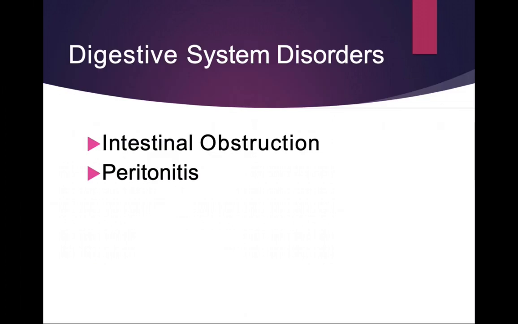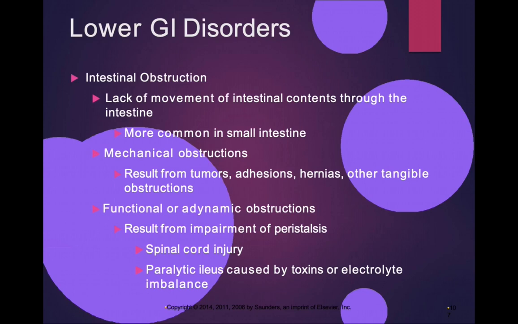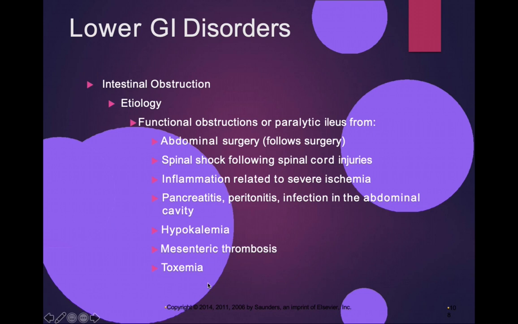Intestinal obstruction and peritonitis. Let's see, what do I want you to know about this? So, intestinal obstruction is the lack of movement of the intestinal content through the intestine, more common in the small intestine. There could be mechanical obstructions like tumors, adhesions, hernias, and other tangible obstructions. It could come from impaired peristalsis from lack of nerve supply or spinal cord injury, or paralytic ileus caused by toxins, or electrolyte imbalances that can also affect the neurology.